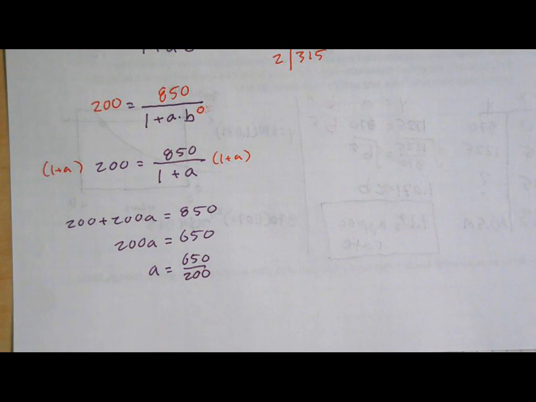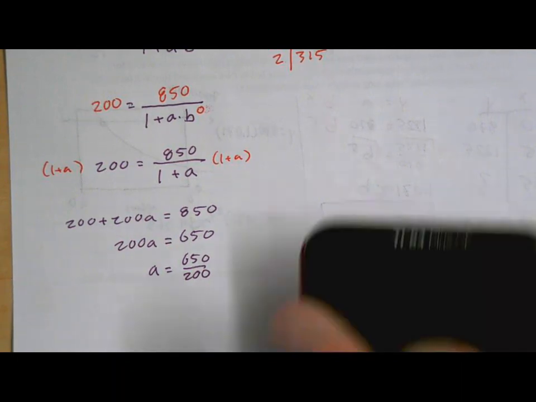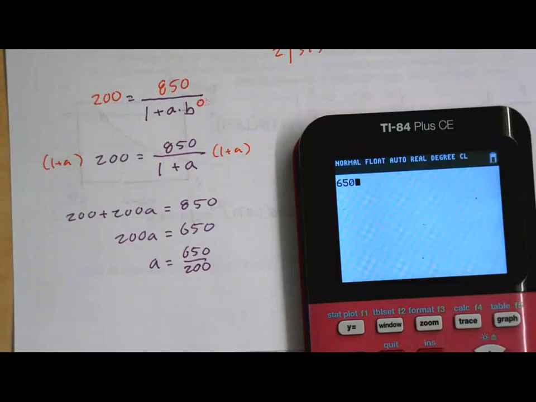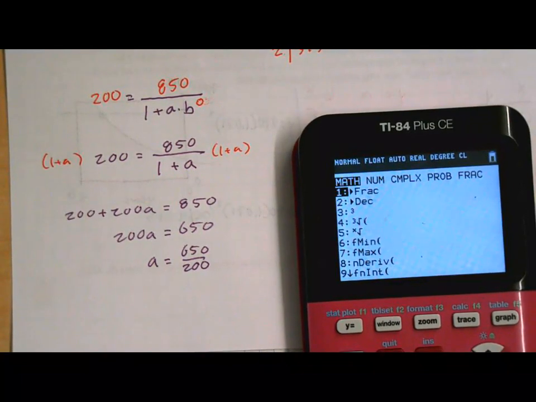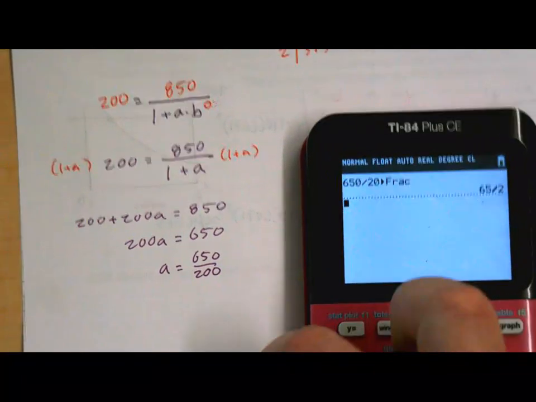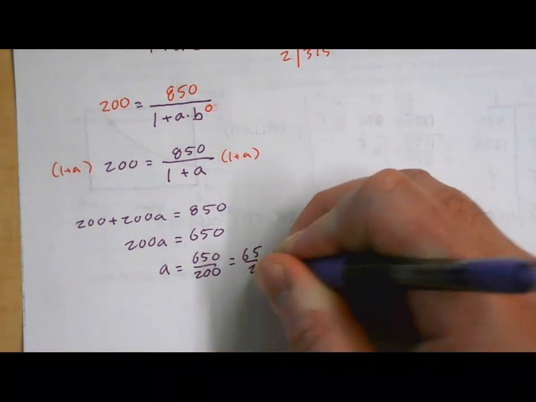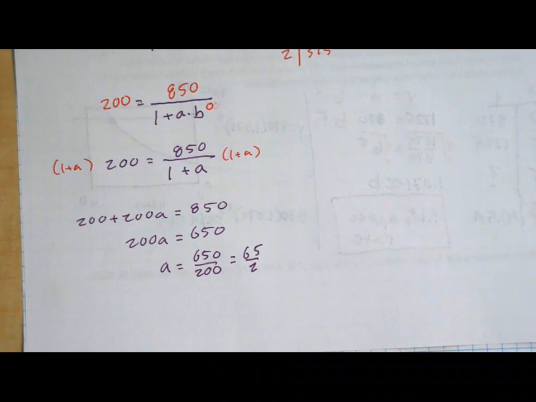We can simplify that. I'm going to let my calculator do the... it's not terribly heavy lifting, but 65 over 2. And I'm leaving that as a fraction for a very specific reason. I'll tell you why in just a moment.